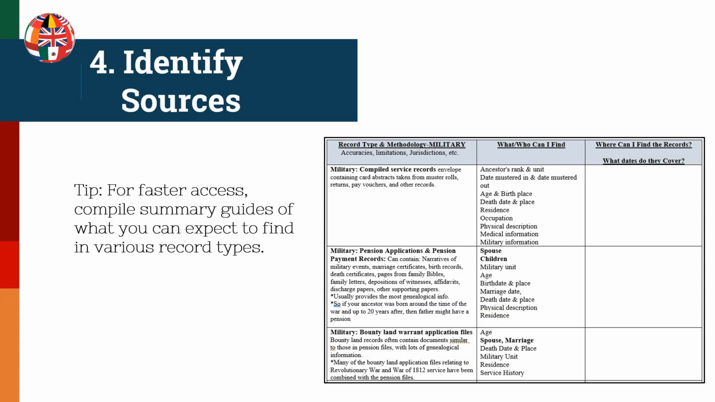Because there is so much information available online, when I research, I prefer to have a summary guide of what I can expect to find in the various record types. In this example on my military records, I have compiled what I can expect to find in the records, where I can find the records, and what dates they cover. Most of this information I have compiled from the FamilySearch Wiki, but as I come across other articles or blogs, then I can add to this summary guide.